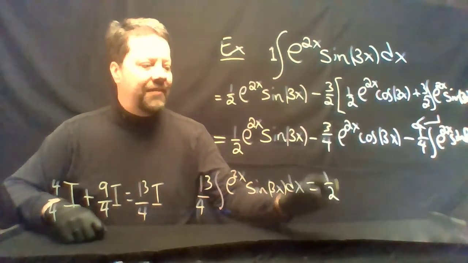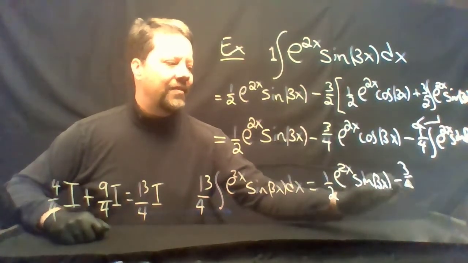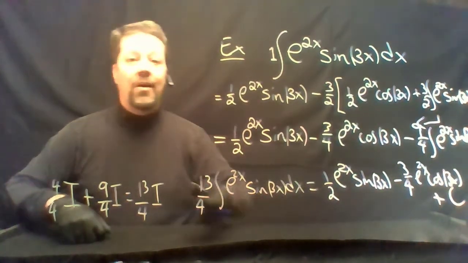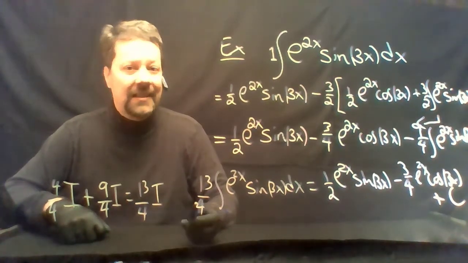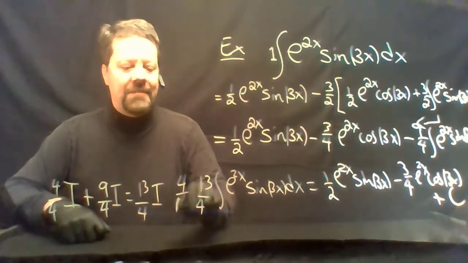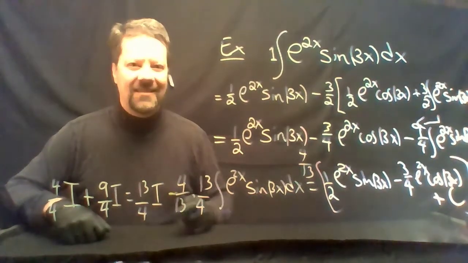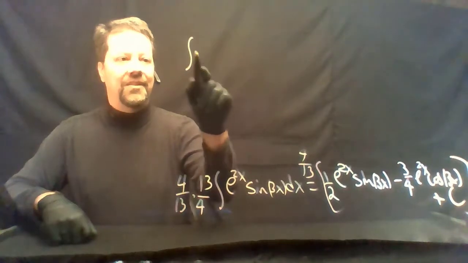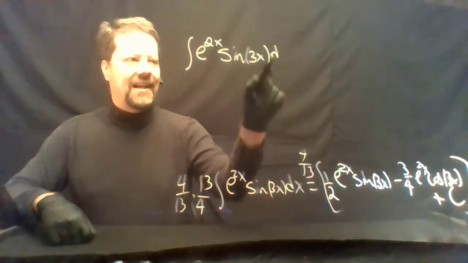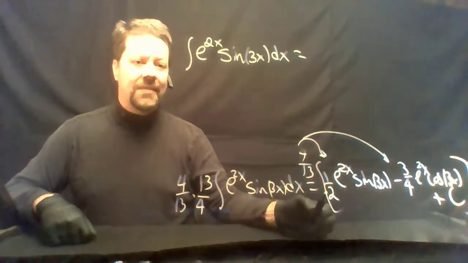is 1/2 e to the 2x sine of 3x minus 3/4 e to the 2x cosine 3x plus c. All I have to do to solve for the integral that I seek is to multiply both sides by 4/13. I'll multiply this side by 4/13, and I'll multiply the other side by 4/13. We have the integral of e to the 2x sine of 3x dx is, when we distribute, we'll get some cancellation.